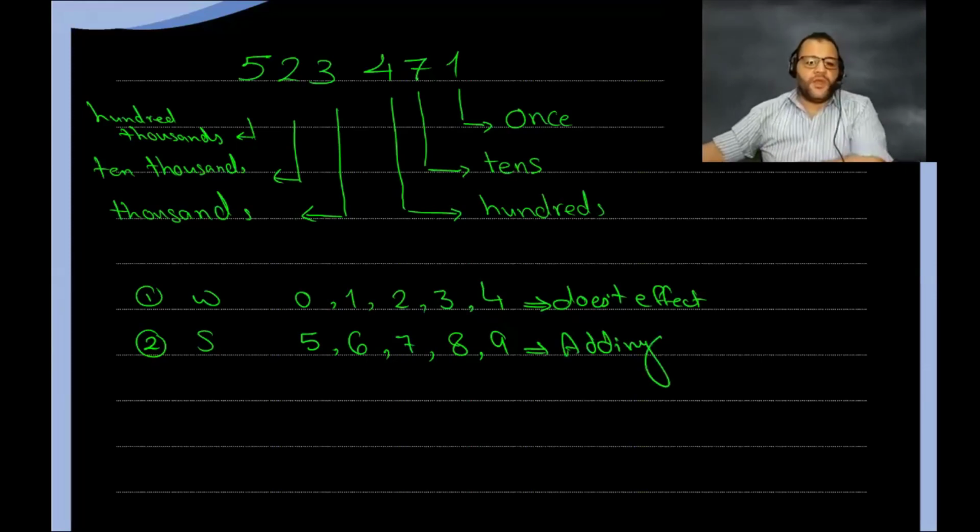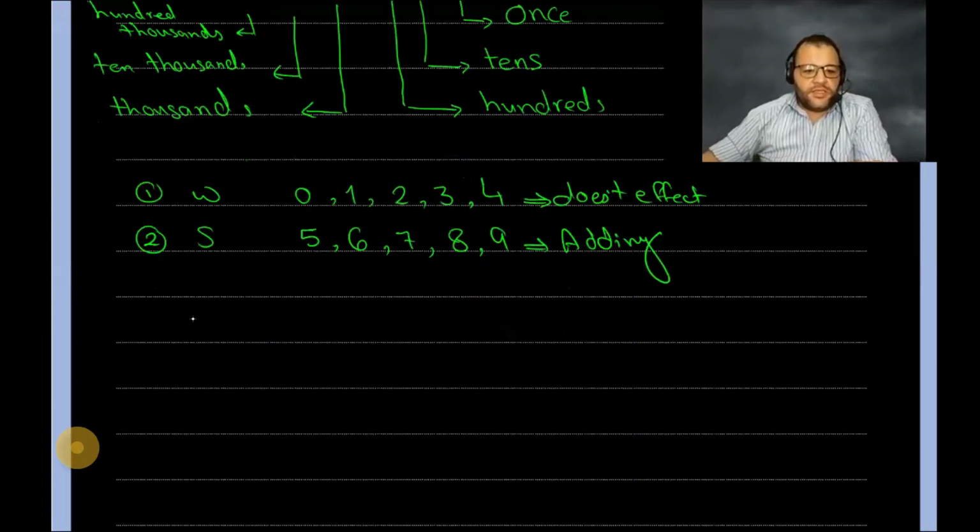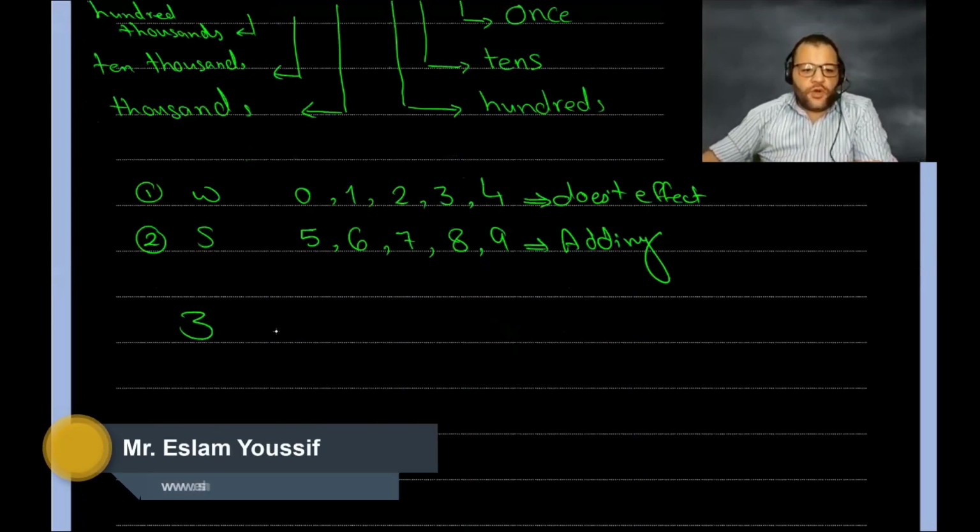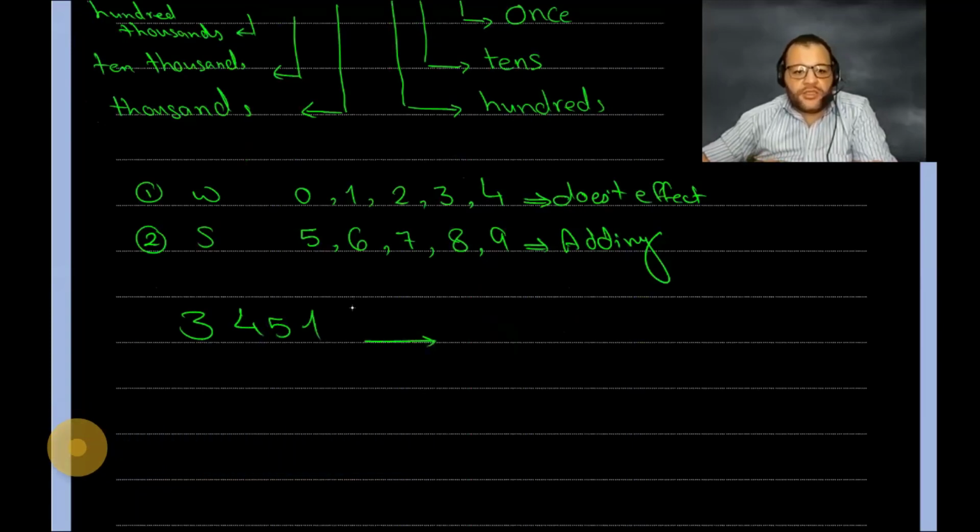Again, if you have a number like 3,451, you need to round. The question says round to the nearest hundred. So the first step of rounding, where is the number in the 100 place? If you know the answer, please raise your hand. Ryan, where is the number in the 100 place?